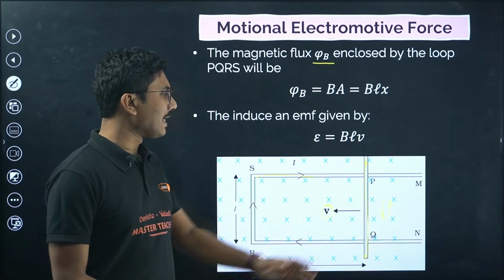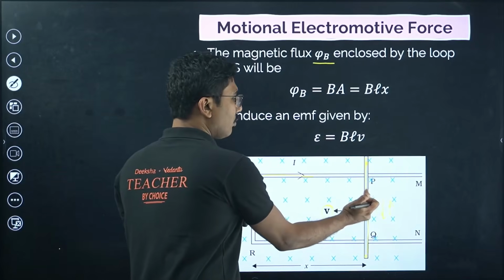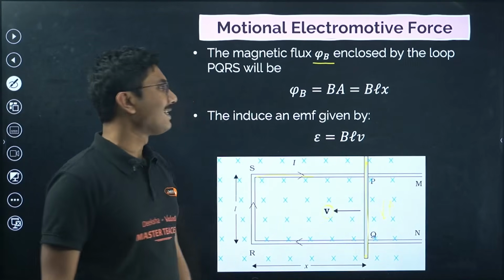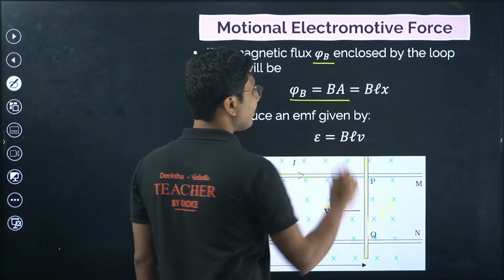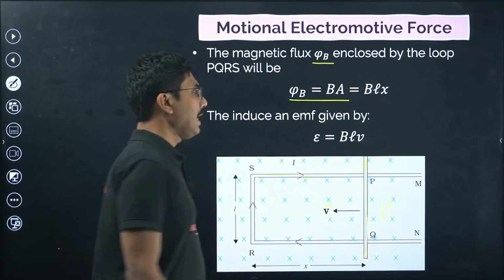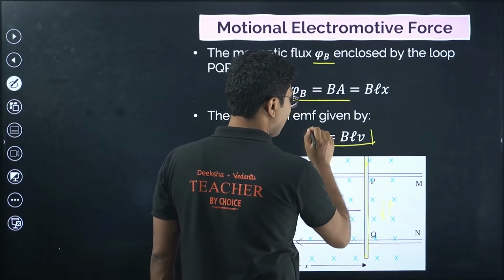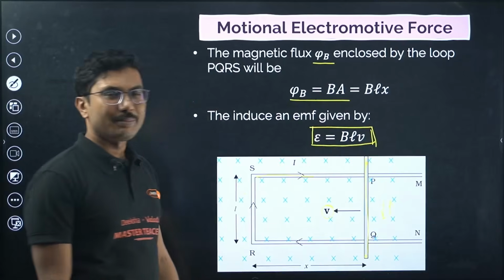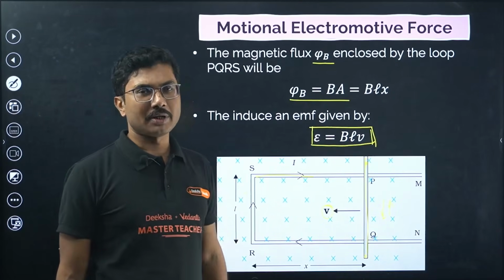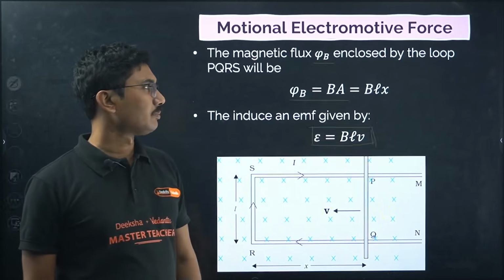So what happens is that when this rail moves towards the junction, the area enclosed in this portion actually decreases. So area decreases means the flux which is linked with the coil, phi is equal to BA, will also decrease. And from that decrease you can calculate the induced EMF, which is given by BVL or BLV. So this is the expression for induced EMF in a moving rail, and this formula is very important.